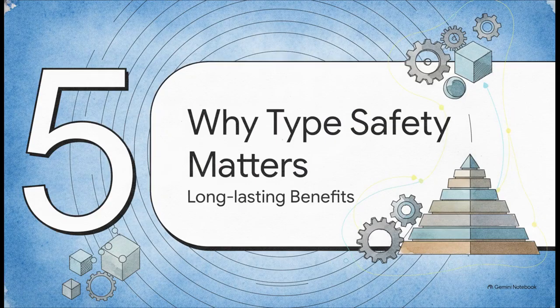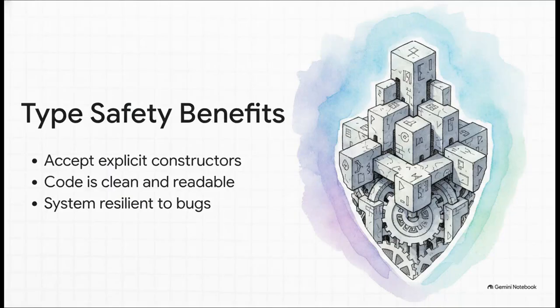Finally, Section 5, why type safety matters. So, let's zoom out and look at the big picture. Because your functions now demand an explicit Verbosity constructor instead of some ambiguous integer, the entire codebase becomes undeniably cleaner and way more readable. And as a direct result, the system becomes incredibly resilient to bugs as the project grows. You aren't just hoping another developer passes the correct integer, the compiler is actively enforcing it for you.